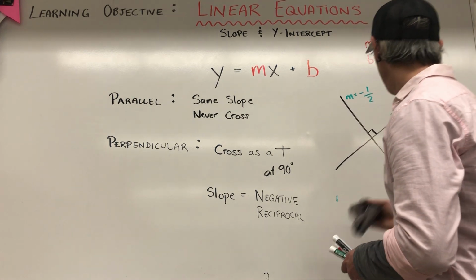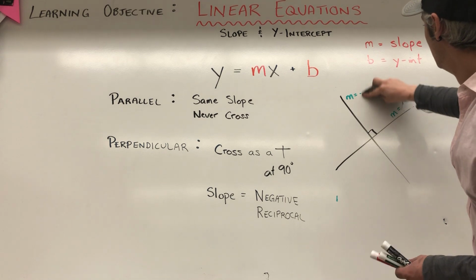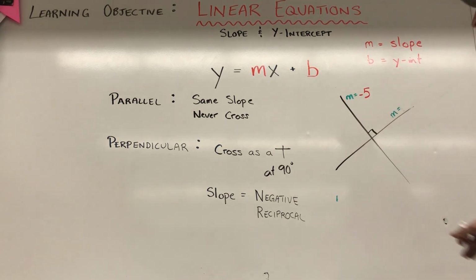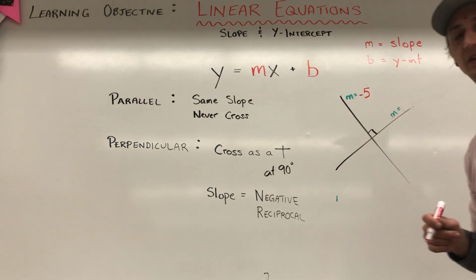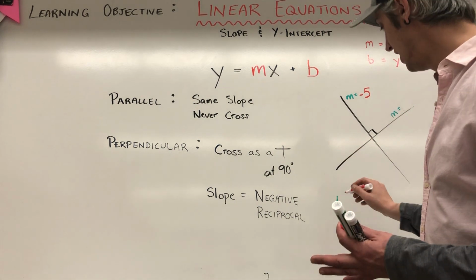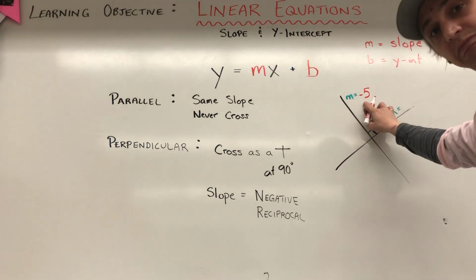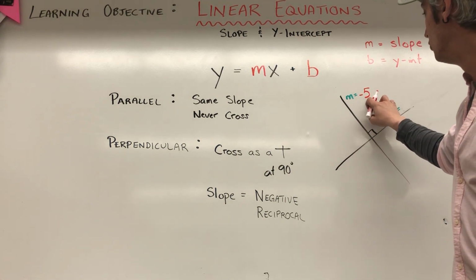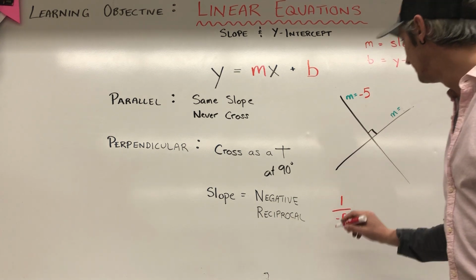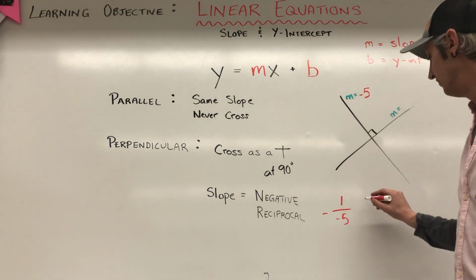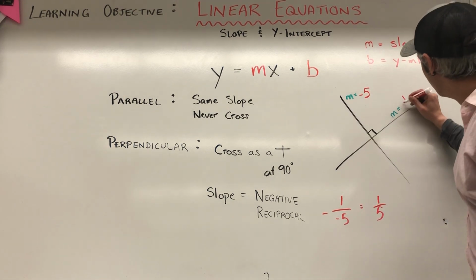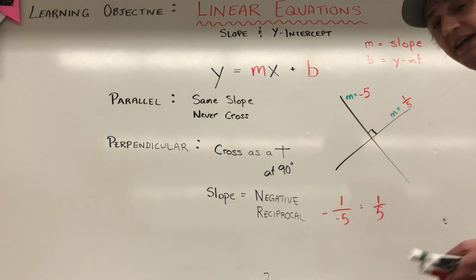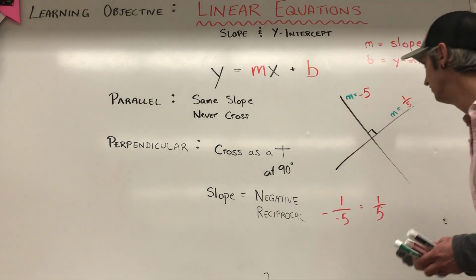Let's say this one was negative 5 slope. It's going down, so it's a negative slope, and let's say it's negative 5. What would this one have to be to be perpendicular? Well, to find a perpendicular line, we take whatever slope that is, we divide 1 by that, so it's 1 over negative 5, and then we take the negative of it. So what's negative 1 over negative 5? It's 1 over 5. So this will have to be a slope of positive 1 over 5 to be perpendicular to that one. Okay? The negative reciprocal. That's how we can figure out if they are perpendicular.